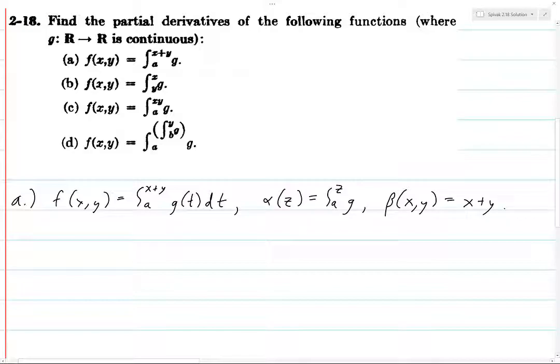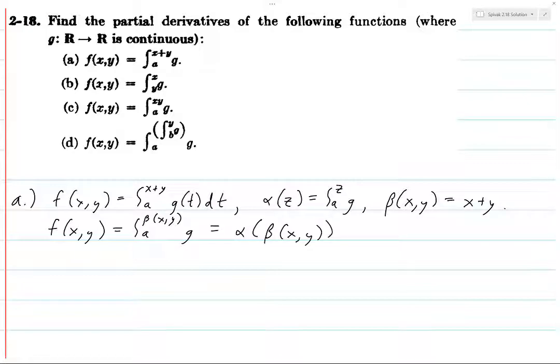Okay, so f of x comma y, we're integrating from a to x plus y. Well, x plus y is just beta of x comma y. So we can write this as the integral to beta of x comma y of the function g. But now we can write this in terms of alpha, because if you plug something into alpha, it's just integrating g from a to whatever you're plugging in. So this is actually alpha of beta of x comma y. And now we can see how we would go about finding these derivatives.